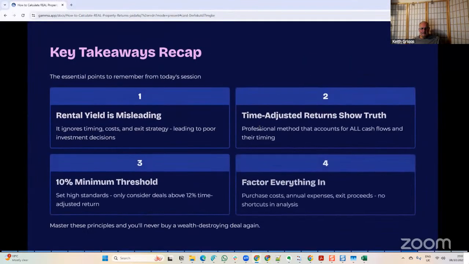So, key takeaways. One, just looking at rental yield is misleading. Two, time adjusted returns show the true situation. Three, set high standards, use a minimum threshold. Four, make sure you factor everything in.